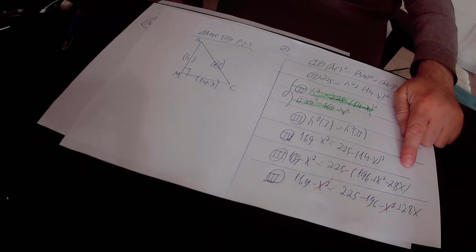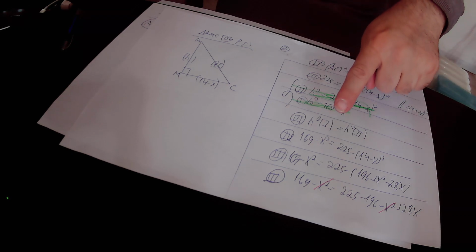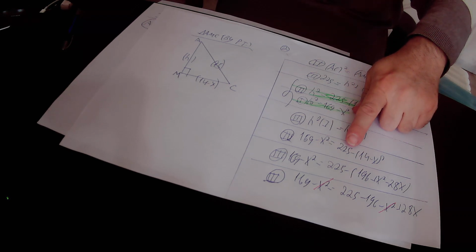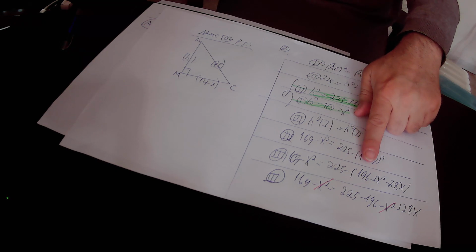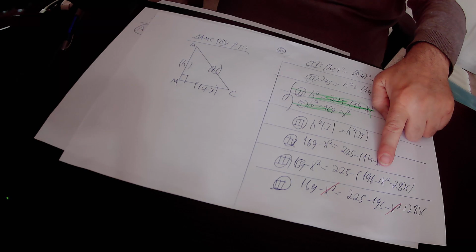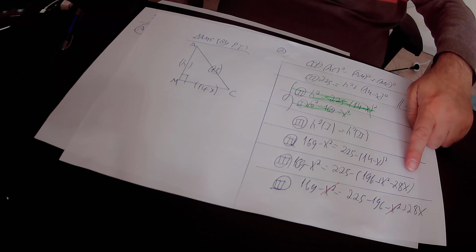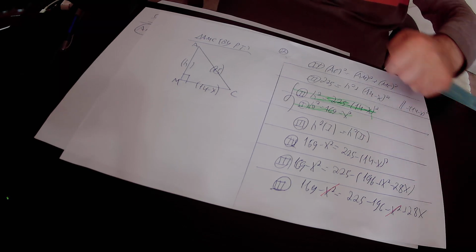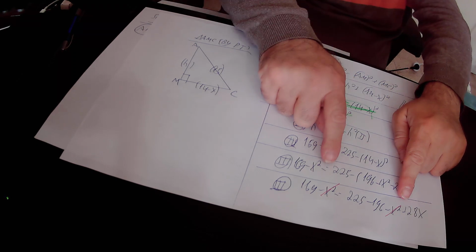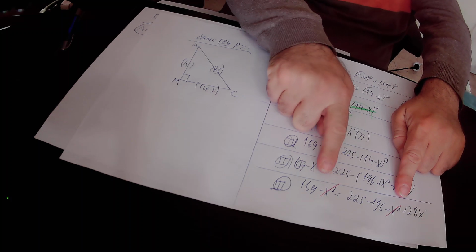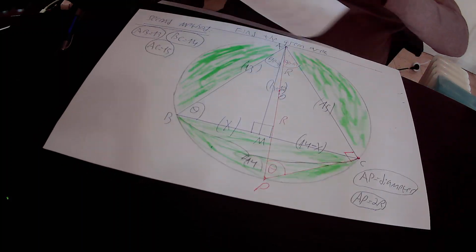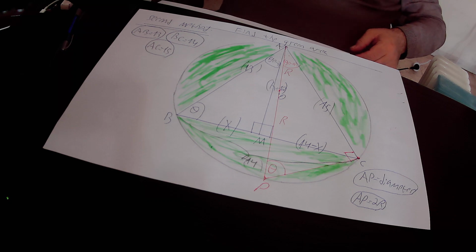So according to equation number 3, we actually found out that 169 minus X square equals 225 minus, open the brackets here, we have minus before the brackets, so it will be equal to minus 196 minus X square, and we have minus times minus is plus, so it is plus 28x. So here we have minus X square on both sides of the equation, so minus X square gets cancelled.